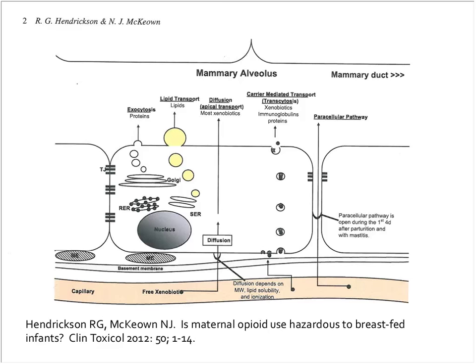So that brings us to the last and the one right in the middle, which is plain old diffusion. And that is how most xenobiotics travel from the maternal circulation into the mammary alveolus, into the breast milk. So simple diffusion across the cellular basal membrane, then transfer across the cell and diffusion across the apical membrane and into the milk.